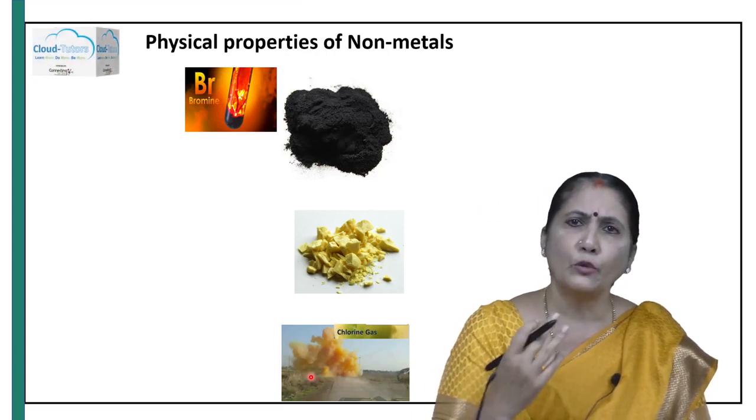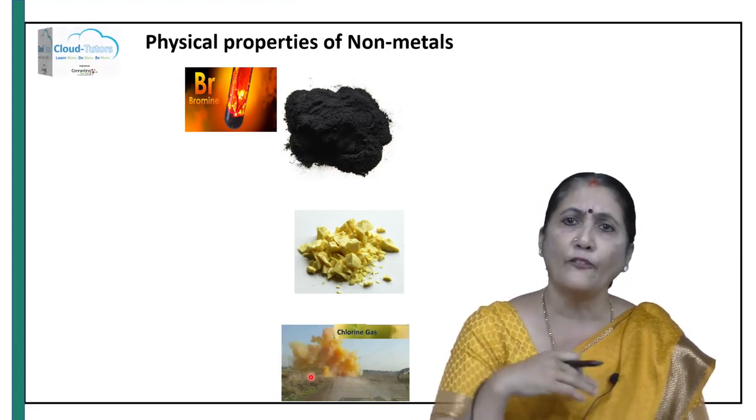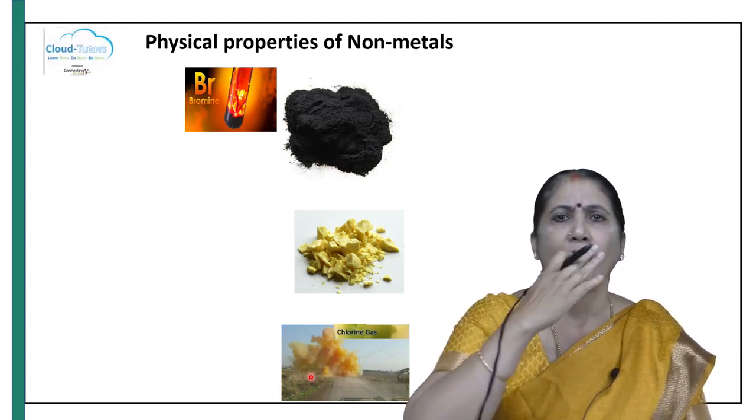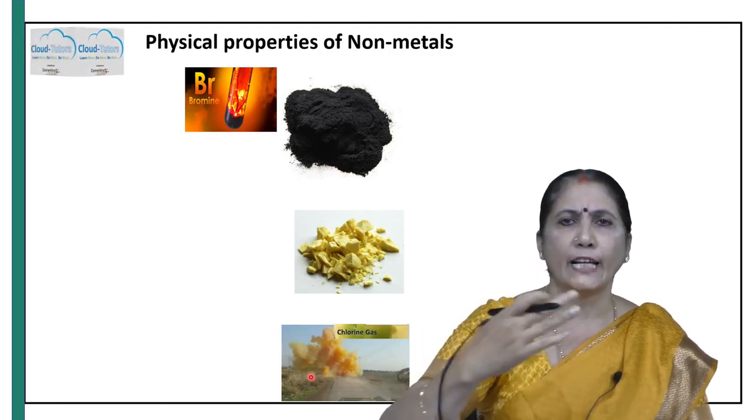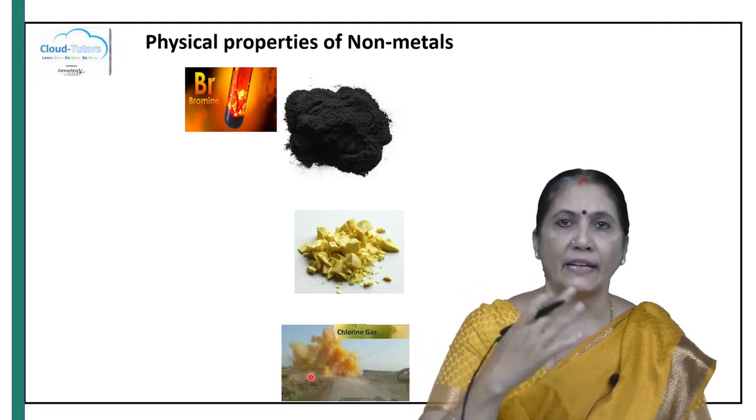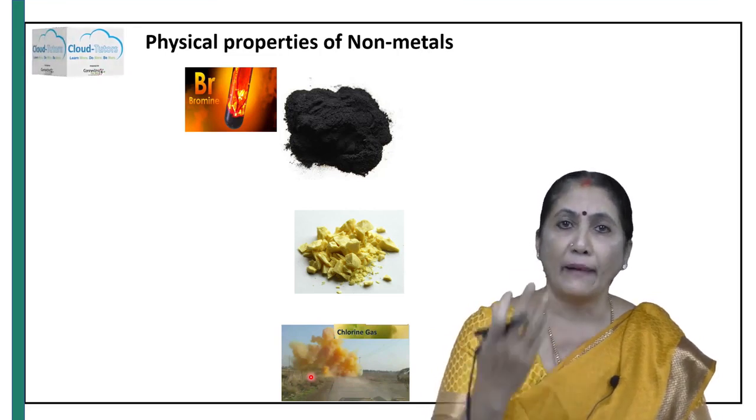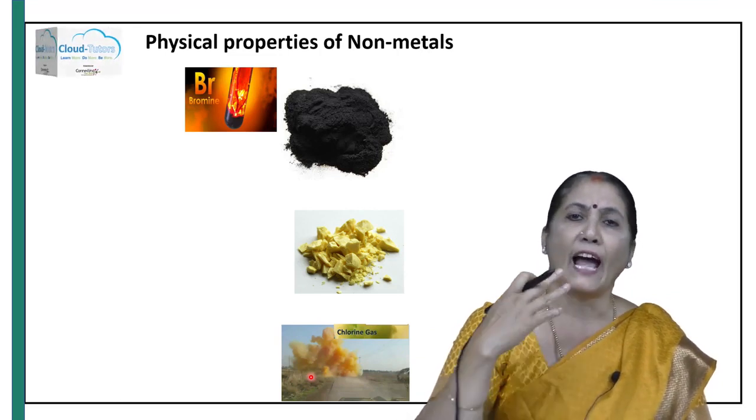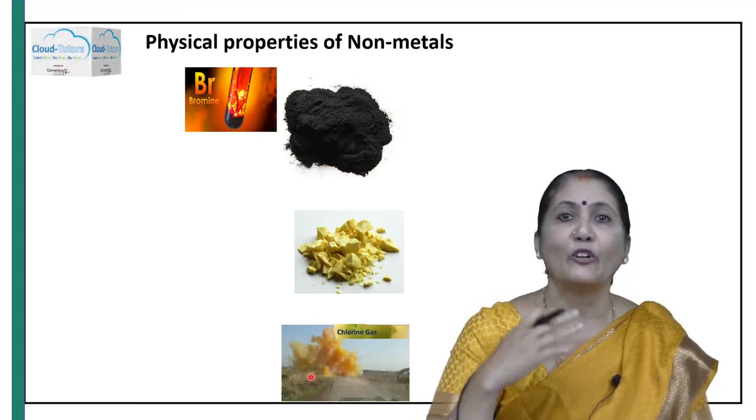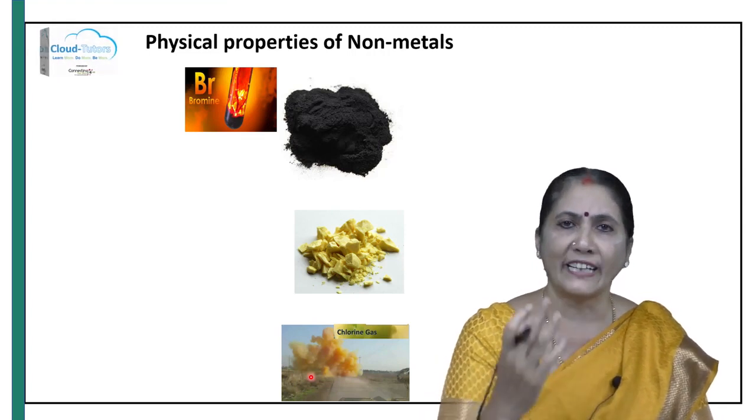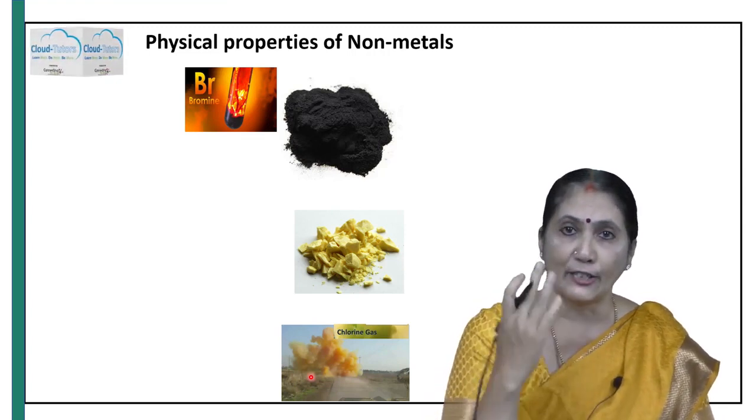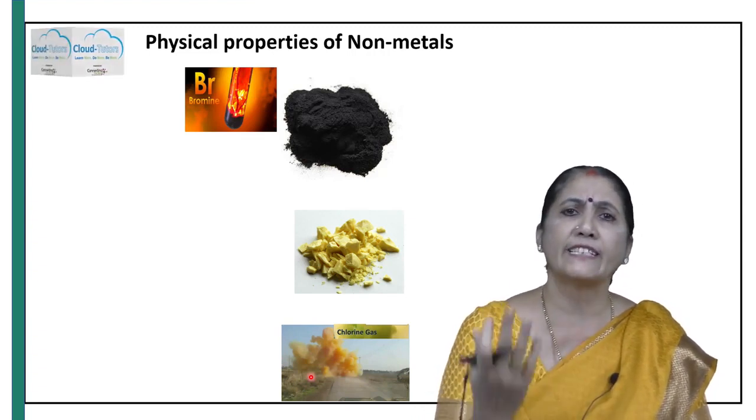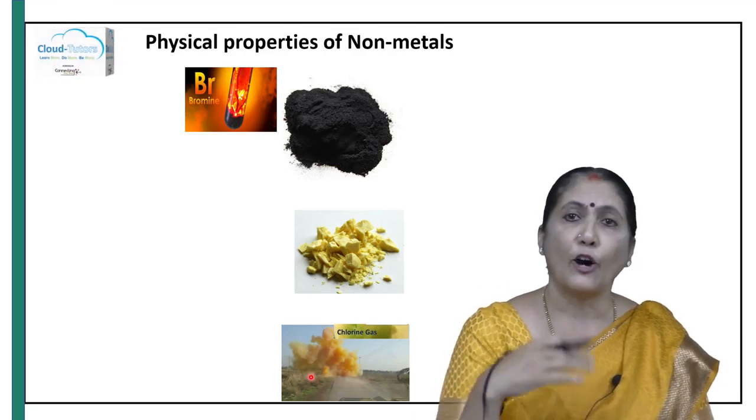Now coming to physical properties of non-metals. We have seen a lot of physical properties of metals. Metals are lustrous, metals are malleable, metals are ductile, metals have very high melting and boiling points, metals are good conductors of heat, metals are good conductors of electricity, metals are sonorous. That means what could be the physical properties of non-metals?